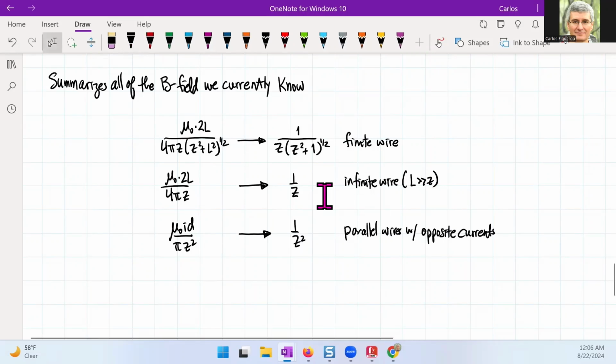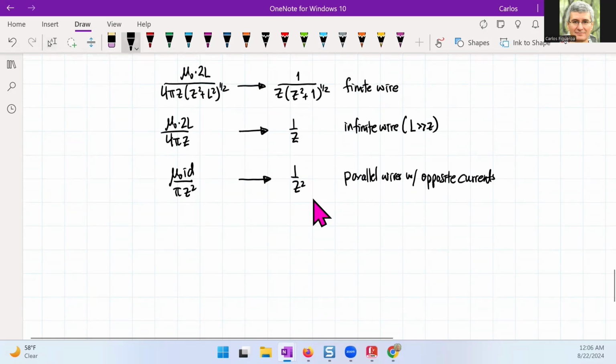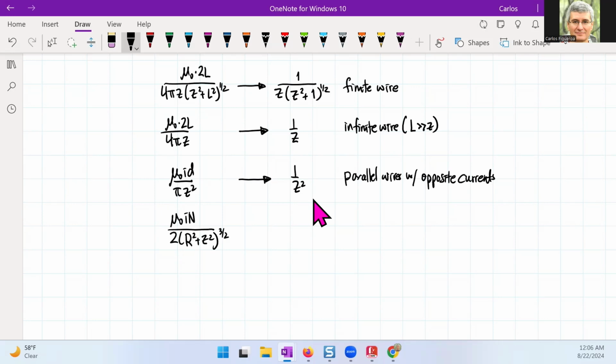And then finally, we add the coil. So if I look at the coil, it's 2 times R squared over Z squared to the 3/2. And then I'm going to get an expression that reads mu naught I times N times R squared. So when I look at the long distance behavior, this behaves as 1 over Z cubed. And this is for a circular coil. So this summarizes all of the magnetic fields that we know up to this point.